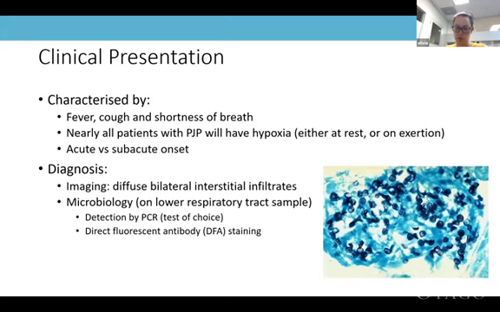And this is what it would look like if you did that direct fluorescent antibody staining. These kind of like helmet-looking organisms, but it can't be grown. So yeah, that's why we have to rely on PCR.